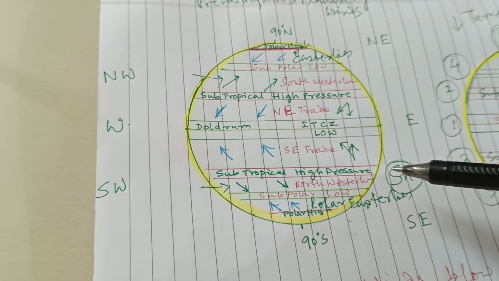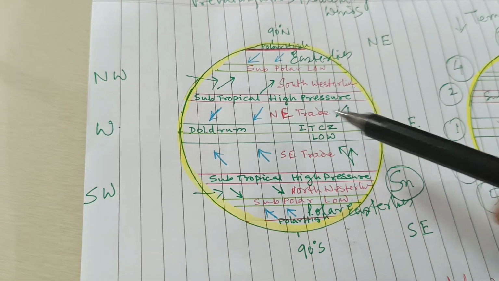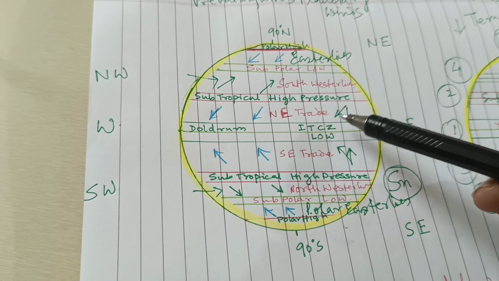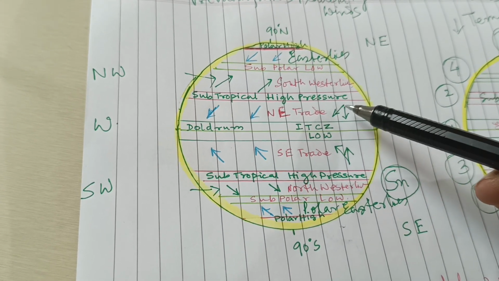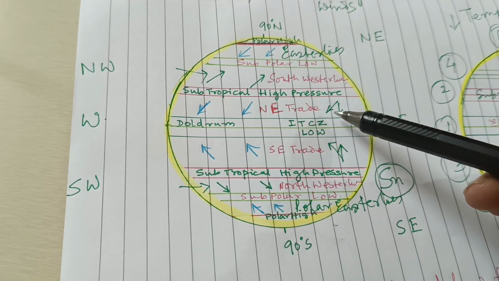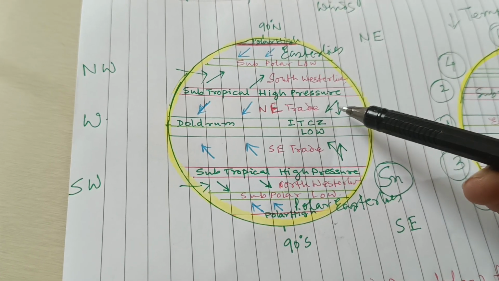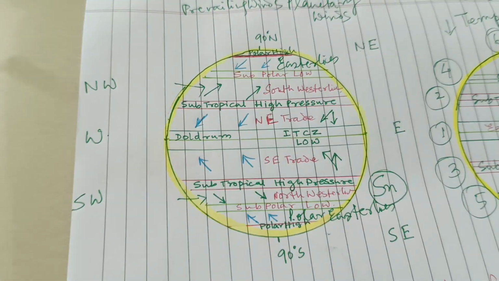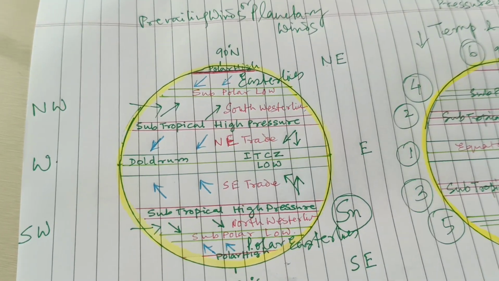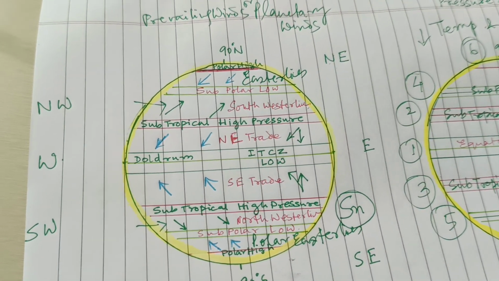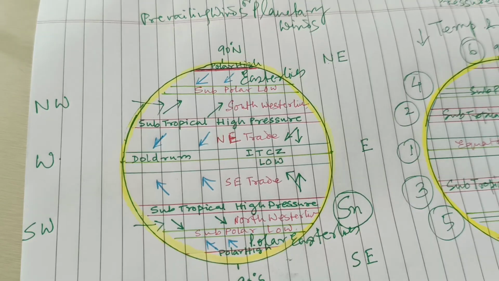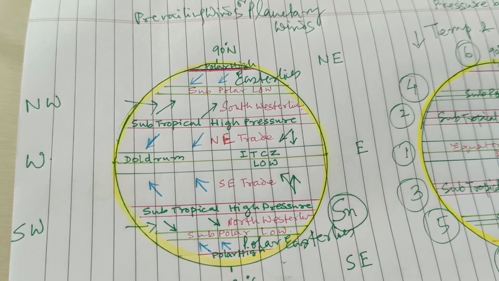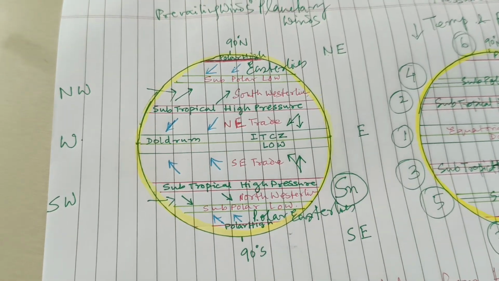I hope you now understand. Here also I told you why it is deflected towards the right in the northern hemisphere because of the Coriolis force and Ferrel's law. What is Coriolis force? It is due to the Earth's rotation. According to Ferrel's law, the wind is deflected towards the right in the northern hemisphere and towards the left in the southern hemisphere.